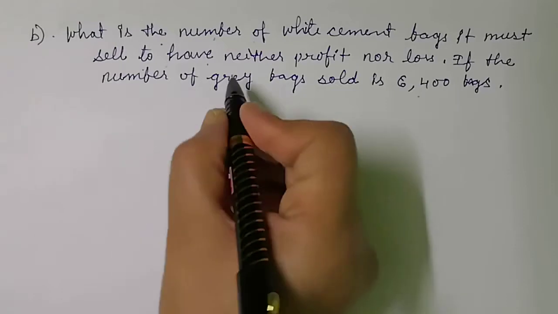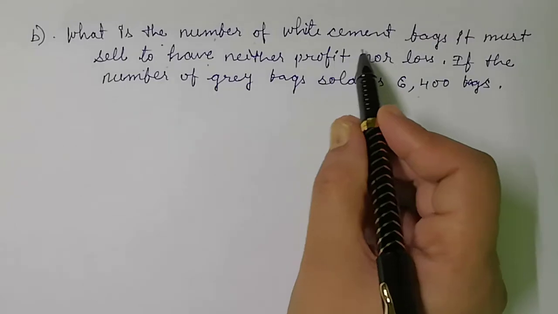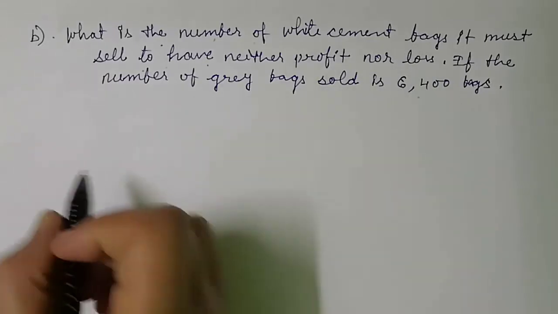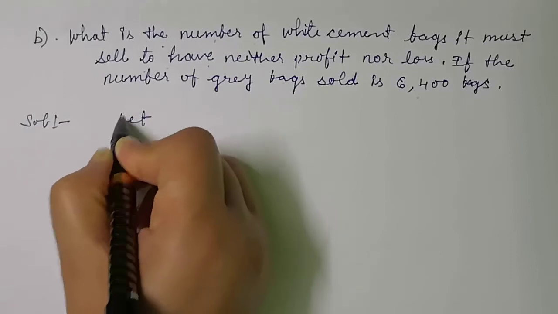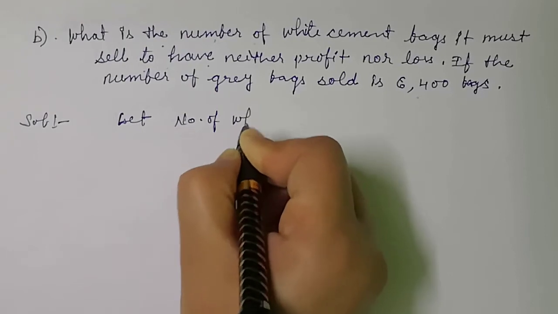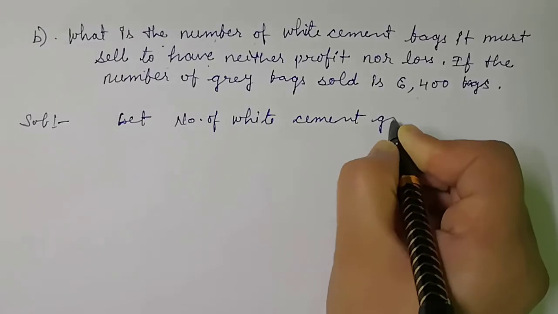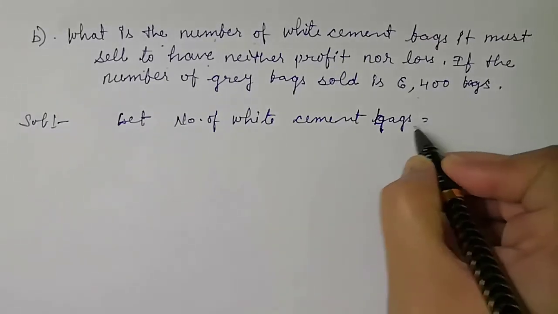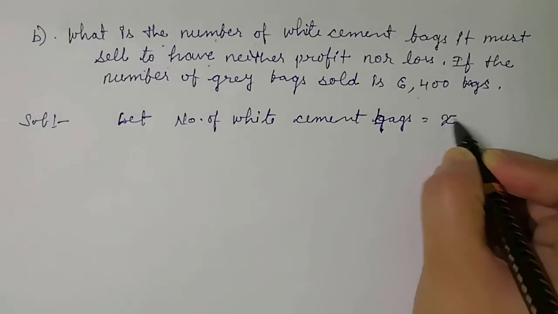Now in the question it is asking the number of white cement bags. The white cement bags are not mentioned here, and you will have to find out the number of white cement bags. So we just let the number of white cement bags be X. Okay, you just suppose this is X.